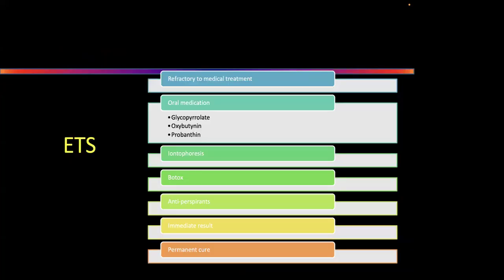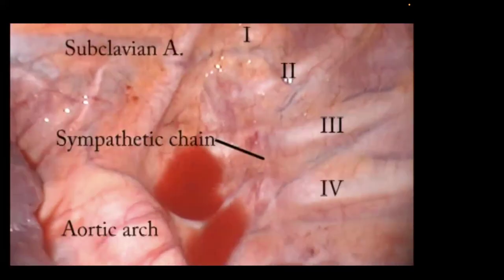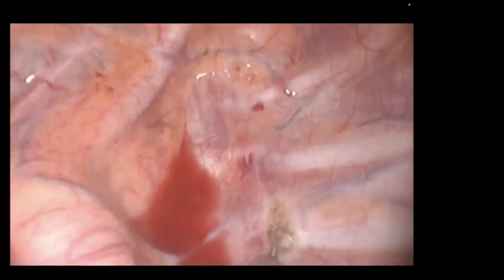So the surgery is often done when other treatments have failed. The results of surgery are immediate and permanent. So we have modified the technique. This is the older way of doing this sympathectomy, where we used to just divide the chain over the third and the fourth rib without even looking at the ganglia.